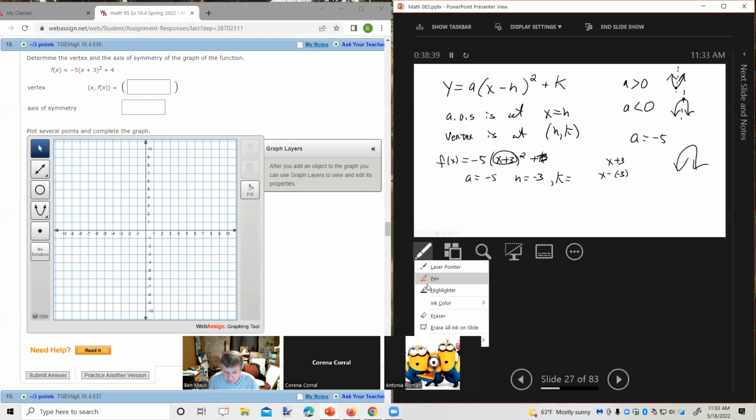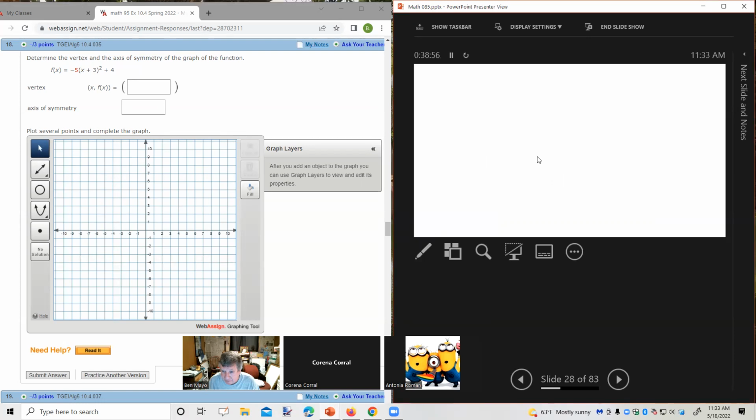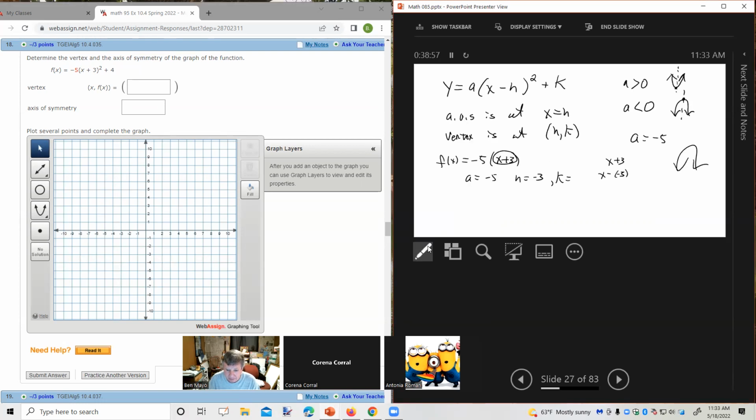Where's my mouse? There it is. Okay. Oops, I erased more than I needed to there. That's interesting. It doesn't want to let me erase that. Oh, there we go. Okay. I think we're back in business. There we go. Okay. So k is 4.